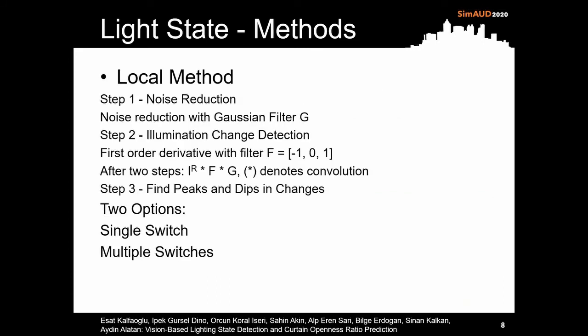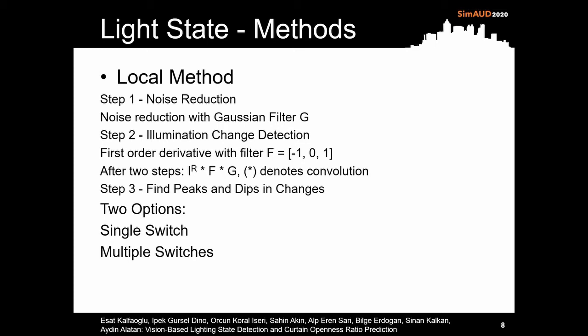Local method is a 3 steps algorithm. In the first step, obtained 1D signal is convolved with Gaussian filter in order to reduce the noise. Secondly, the first order derivative is calculated by convolving with filter f. Then, the peak and depth of the resulting filter is calculated and the threshold is applied.